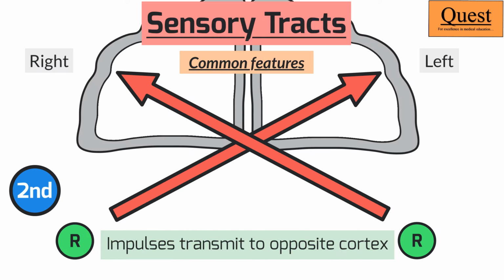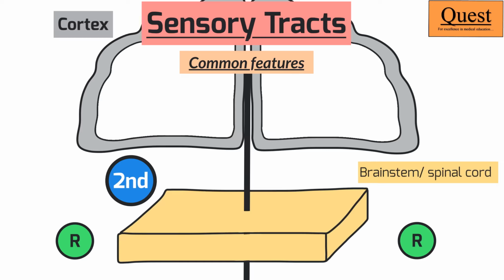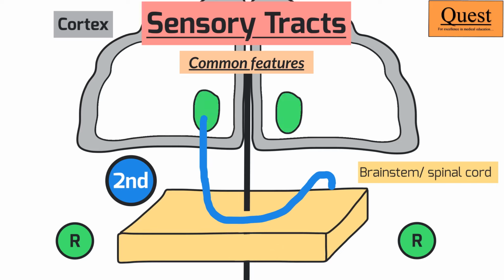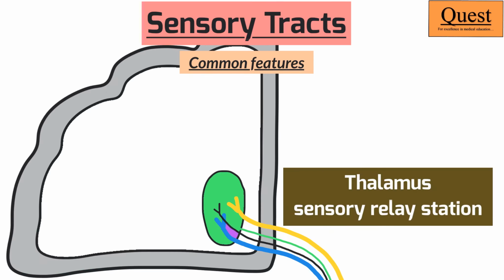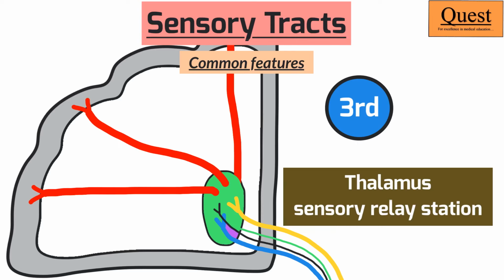In either of the systems, impulses are to be transmitted to the gray areas on the opposite side of the brain. And this crossing of the midline is going to be done by the second order neuron in both the systems. Also, though both systems are finally going to end at the level of the cortex, the second order neuron is going to end in a gray matter zone that is situated deep inside the brain. This area in the brain is known as the thalamus. The thalamus is the sensory relay station of our ascending tracts. Our third order neurons are going to arise from the thalamus, and from here they are going to project to different areas of the cortex.